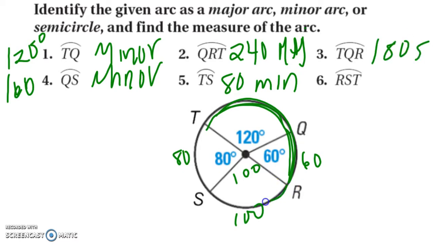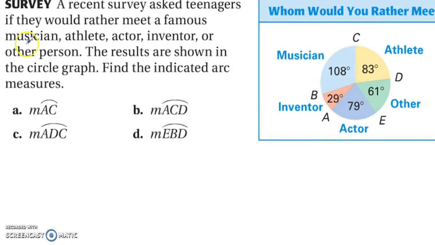And RST is, again, everything underneath, 180, and it's a semicircle. So that's really how you want to look at those problems, and that's what we want to try. So go ahead and look at the next one and see if you can do that. Pause the video, and I'll go over the answers quickly.